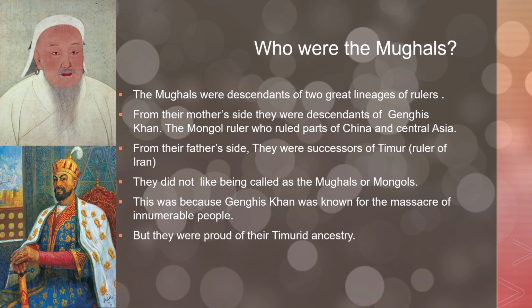They did not like being called the Mughals or Mongols. This was because the Genghis Khan shown in the photo was known for the massacre of innumerable people, which means many people were miserable because of Genghis Khan, but they were proud of their Timurid ancestry and also followed many rules from their Timurid ancestry.